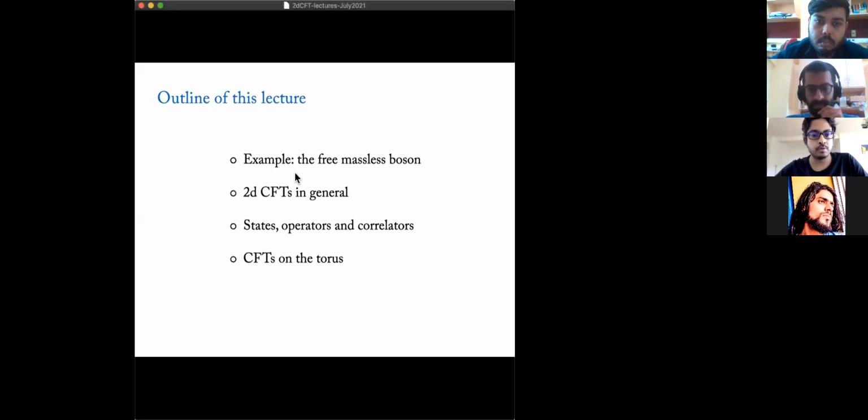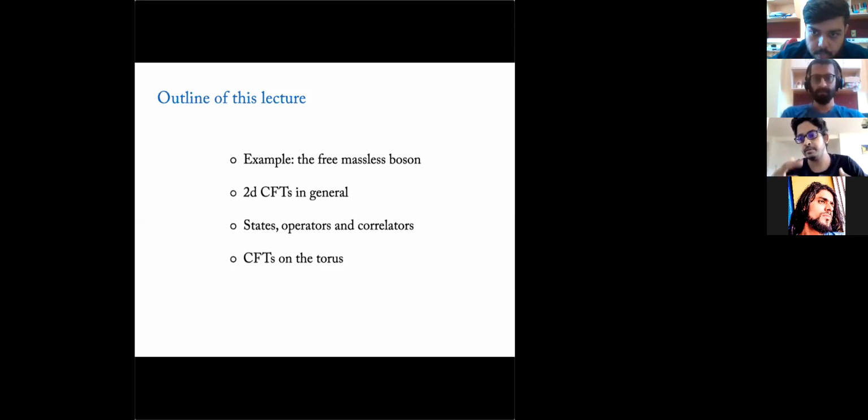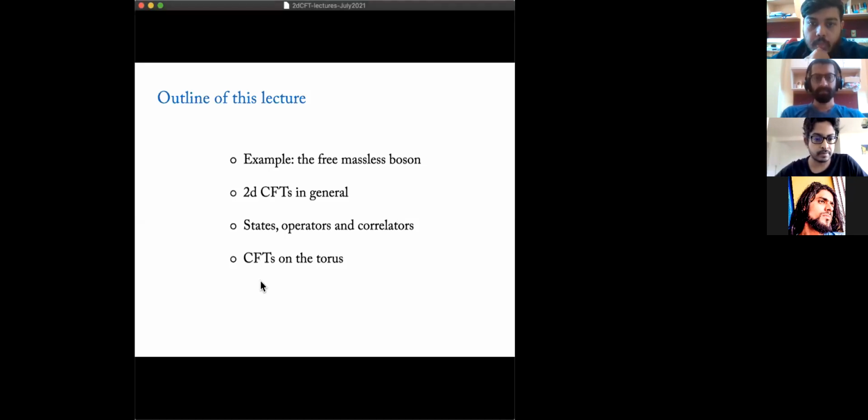So first I'll begin with an example, which is the free massless boson. And then I'll talk about 2D CFTs in general. I'll talk about the Hilbert space in 2D CFTs, the states and what operators you can have, and how to calculate correlation functions. And if time permits, then I'll discuss conformal field theories on the torus, which is at finite temperature and finite size, so two periodic directions, which means you're on the torus. That's the last thing.